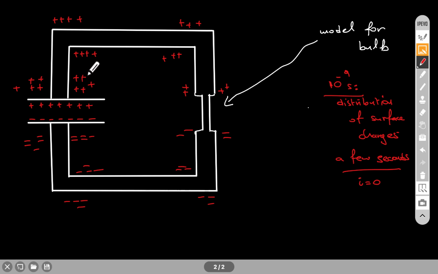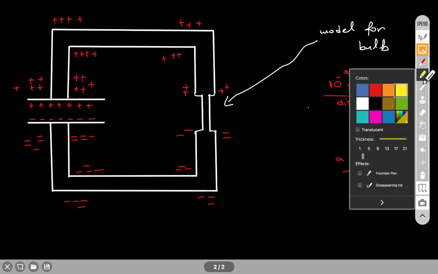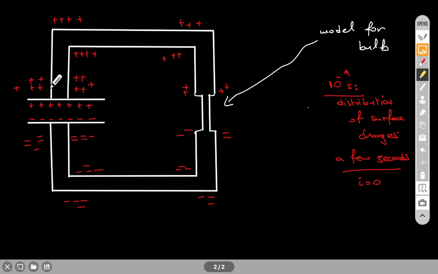Now what happens? Since I have here more positive charges, closer to the positively charged plate of the capacitor, the electric field here will point up, here it will point to the right, here it will point down. Inside the bulb, I'm going to have a greater electric field, consistent with a bigger difference of the surface charges. Electric field goes left, and here it goes up.